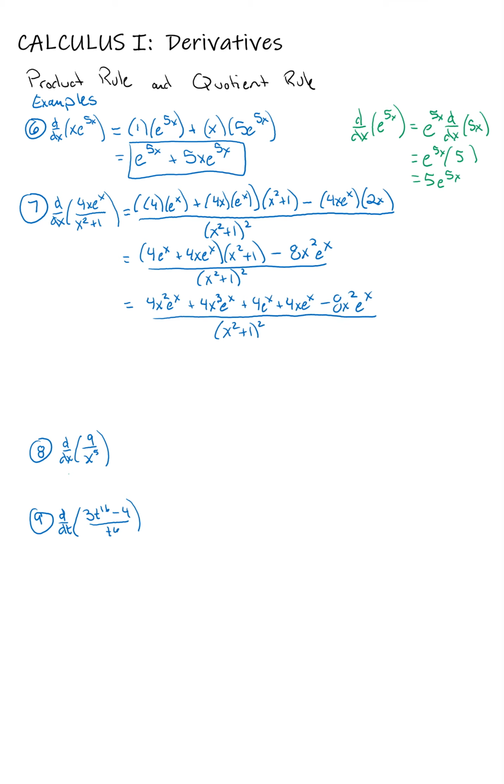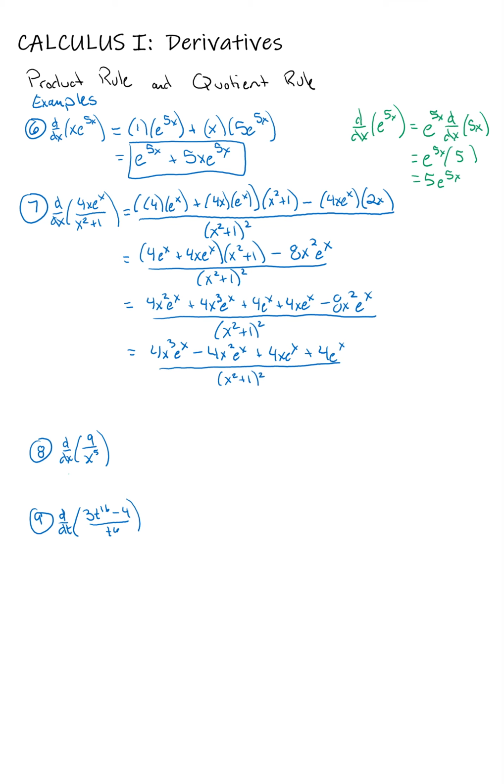Let's go ahead and combine some terms. I notice that I can combine the 4x squared e to the x and the negative 8x squared e to the x. At the same time, I'm also going to go ahead and write this in descending order. So I'll start with the highest power first. So 4x cubed e to the x comes first. The x squared terms will come next. I'll go ahead and combine the 4 and the negative 8, gives us negative 4x squared e to the x, then the x term, 4x e to the x, and finally the one that has a constant in front of that e to the x. All of this is still over x squared plus 1 squared.